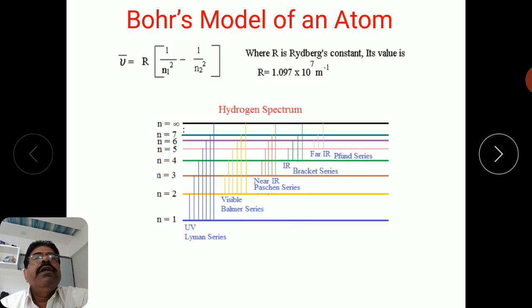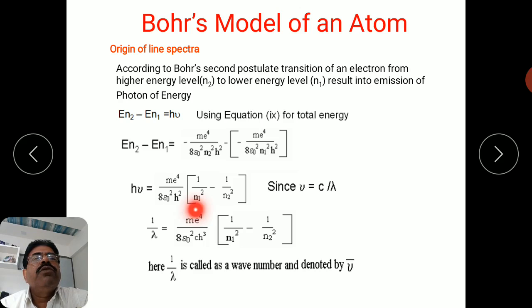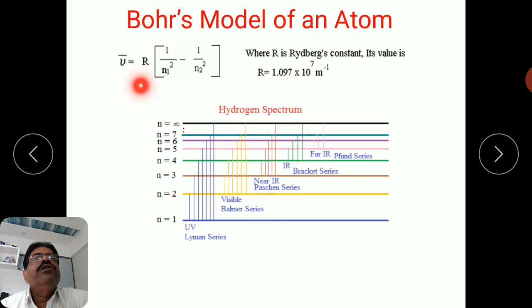So in this particular equation, you can see 1 upon lambda is equal to this common term, and in the bracket we have 1 upon n1 square minus 1 upon n2 square. All the terms involved in this common term are me, epsilon 0, c and h. If you substitute all these constants, this will become a constant, and this is called Rydberg's constant. So now 1 upon lambda, that is the wave number nu bar, is equal to R, the Rydberg constant, into the bracket 1 upon n1 square minus 1 upon n2 square, and the value of R, the Rydberg constant, is equal to 1.097 into 10 raised to 7 meter inverse.